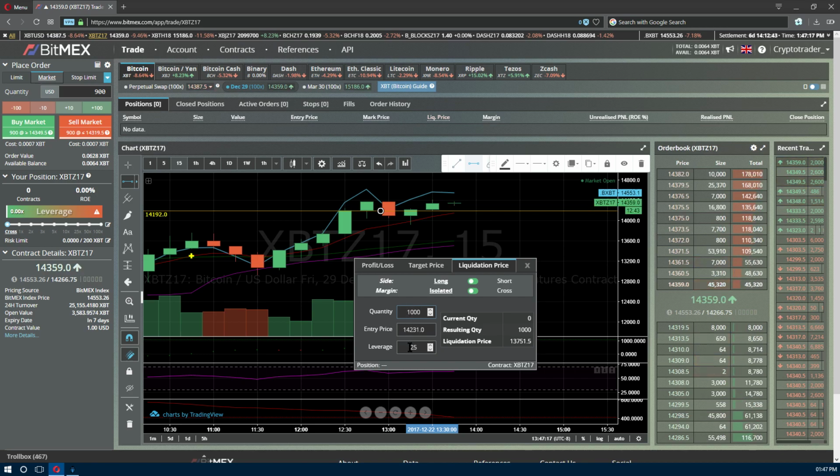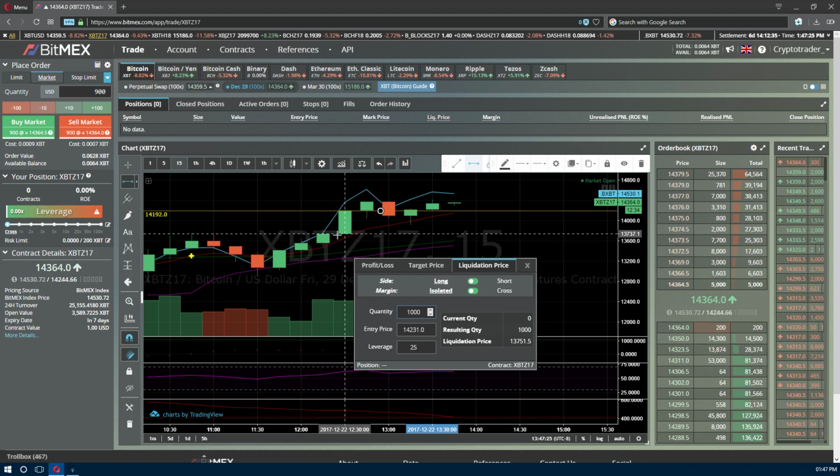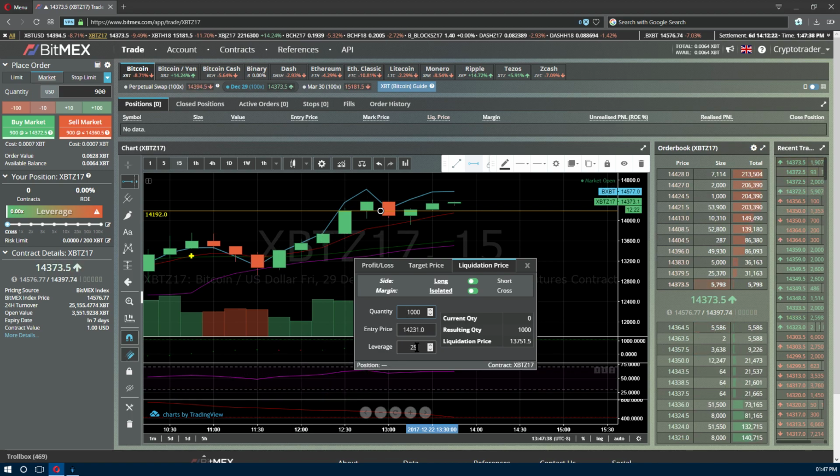So let's begin trading with the $1,000. 13,700 is right here. That'll be right there. That is close. That is close. All right, we're going to trade with 900. That is really close.